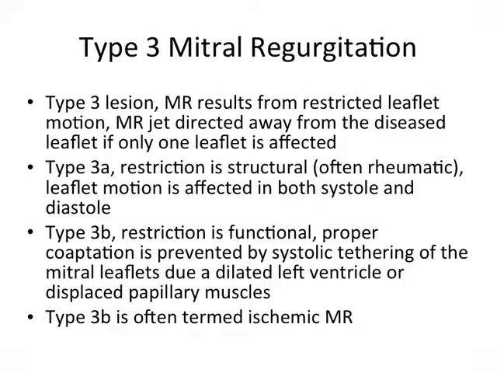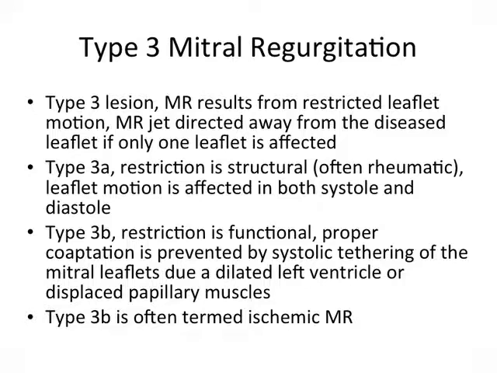Type 3 mitral regurgitation results from restricted leaflet motion, and the mitral regurgitation jet is directed away from the diseased leaflet if only one leaflet is affected. Type 3 mitral regurgitation is further classified into types 3A and 3B. In type 3A, the restriction of leaflets is structural in nature, often due to rheumatic heart disease, and the leaflet motion is affected in both systole and diastole.